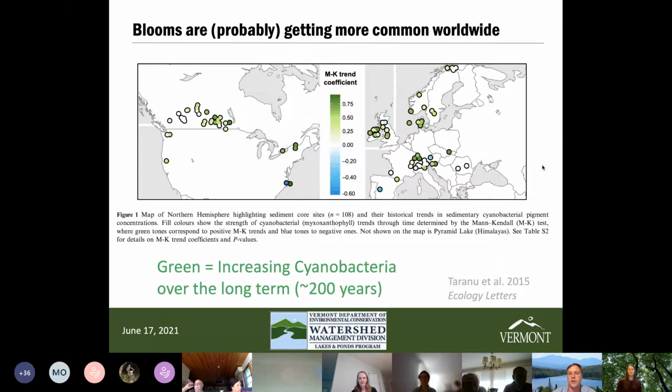So if you look at some studies of long-term trends in blooms, this one is looking at really long-term, over about 200 years, using sediment cores from all the lakes where these dots are on the maps. And anywhere you see green, you see a lake where cyanobacteria have increased. So the basic takeaway is that over this long-term timescale, cyanobacteria have increased across at least North America and Europe, and I think this pattern holds up elsewhere as well.